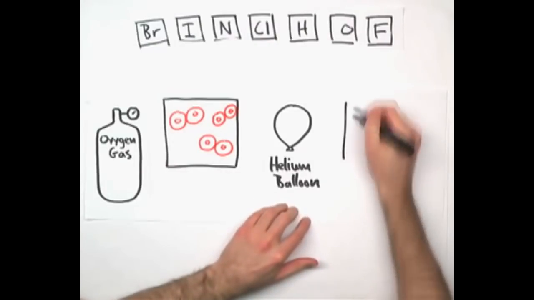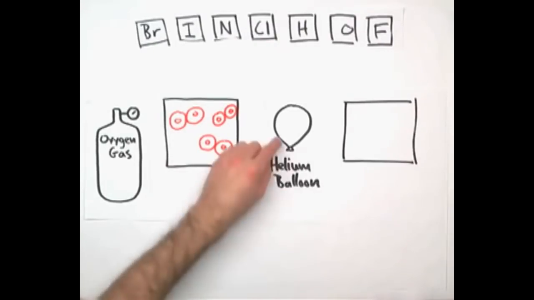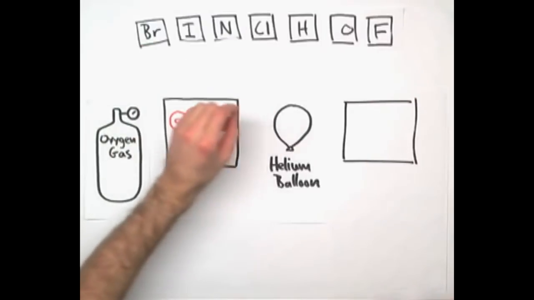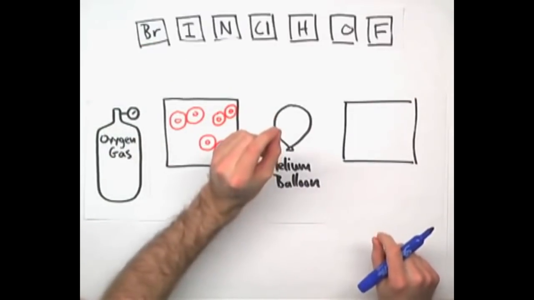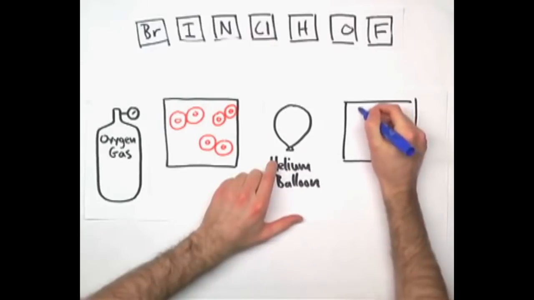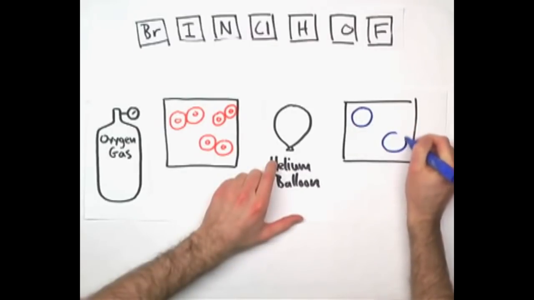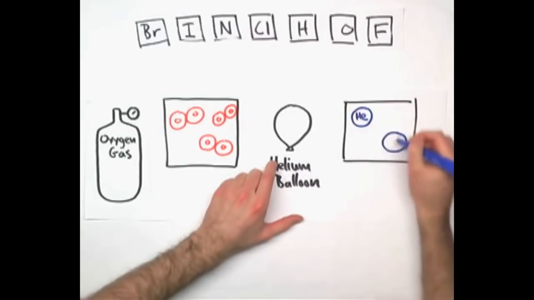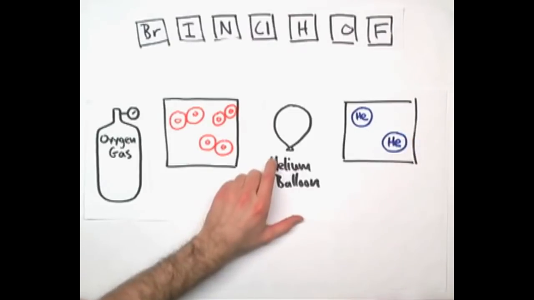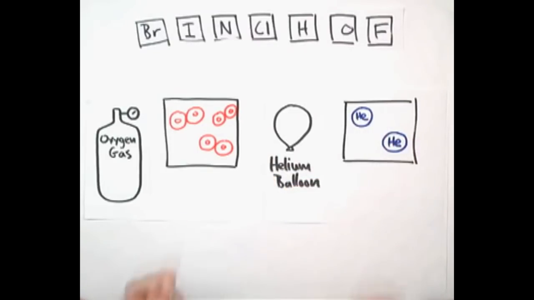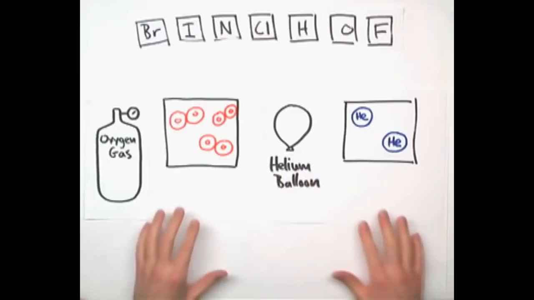On the other hand, let's look at helium. Helium is not one of the diatomic elements. And so if I put on my superhero magnifying glasses and look at the helium balloon, I'll also see atoms that make up the helium. But here, He, He, these atoms are individual. They're on their own because helium is not a diatomic gas.